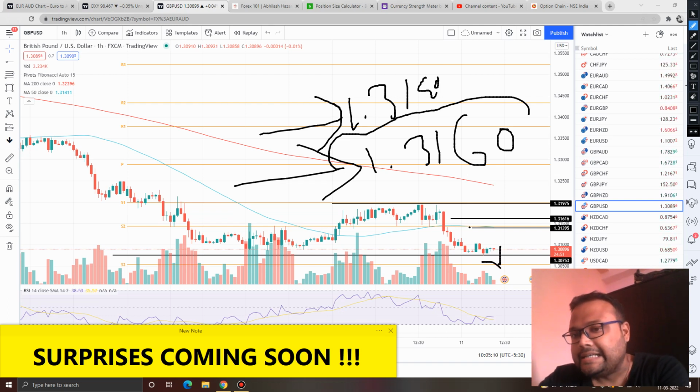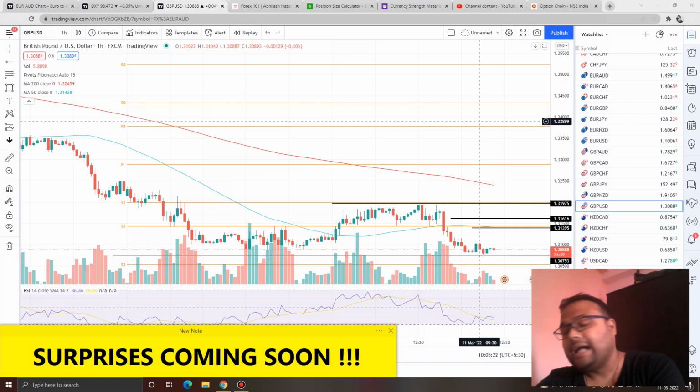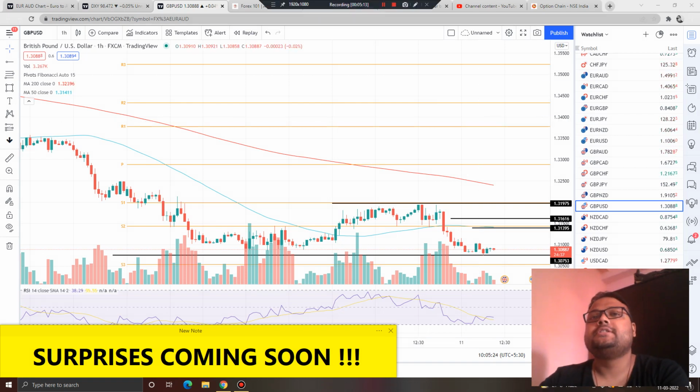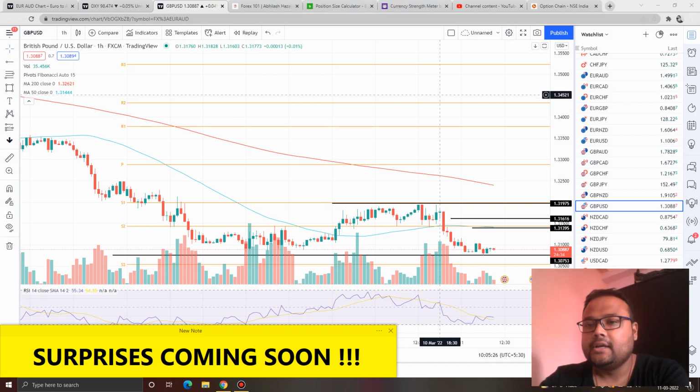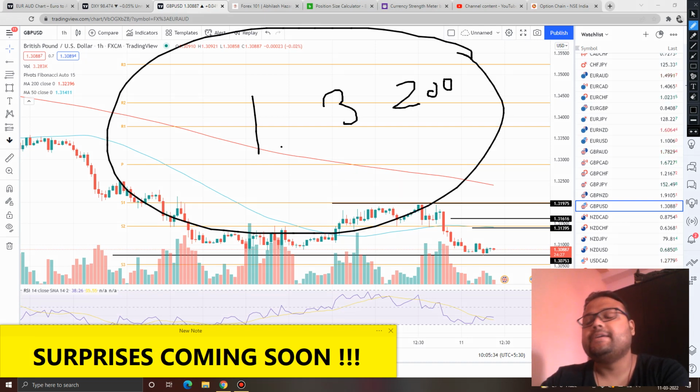If the market breaks this level, go for a sell. If you have a buy, hold on to it. On the other hand, if the market goes up or reverses from this level, you can take a sell position as well. And the ultimate selling position for GBP USD for Friday is 1.3200. This level is the ultimate resistance level for GBP USD, at least for today.